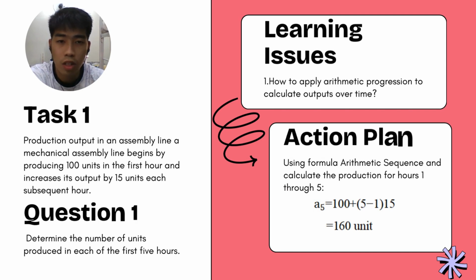Here comes the next one, the learning issue, which is how to apply arithmetic progression to calculate outputs over time. The action plan will be using the arithmetic sequence formula and calculating the production for hour 1 through hour 5. It will show that the result for hour 5 is 160 units.